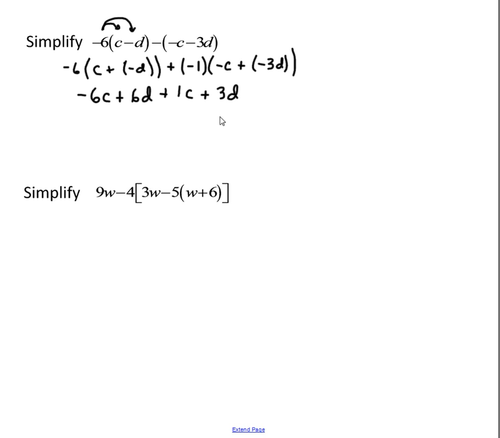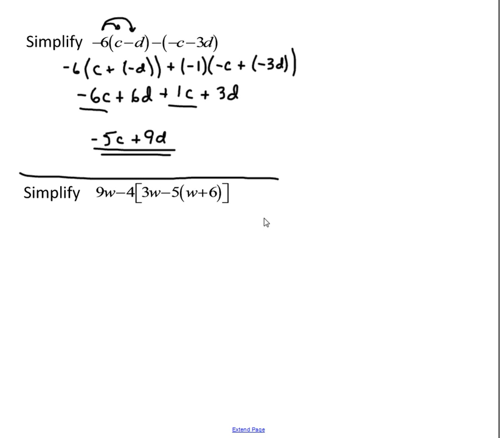And now we can combine our like terms. We note that negative 6c plus 1c is going to give us negative 5 times c. Those are our two like terms with c. Plus 6 plus 3 becomes plus 9 times d, which is our simplified expression.